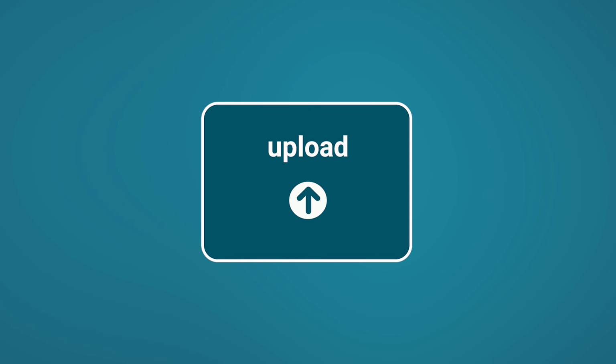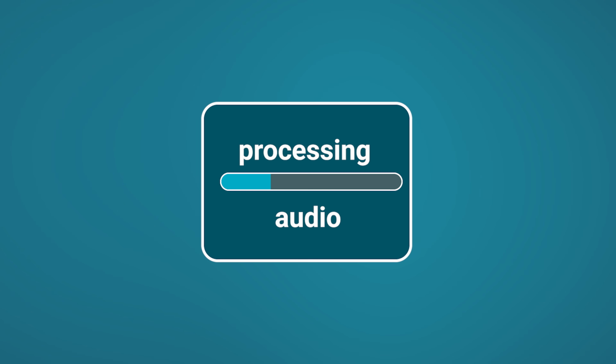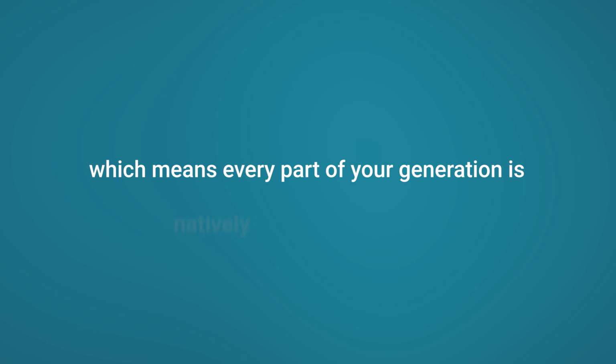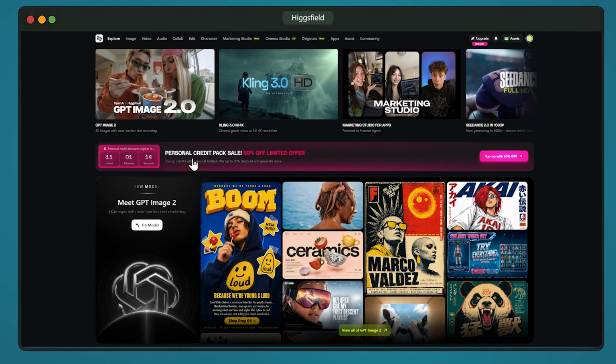You upload your track directly into the generation, and Seedance processes the audio and video at the same time, which means every part of your generation is natively synced to the beat. Let me show you exactly what that looks like.